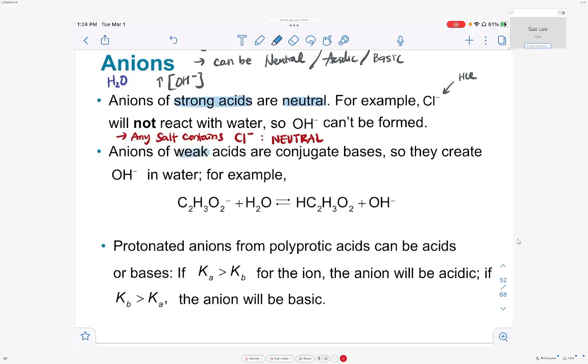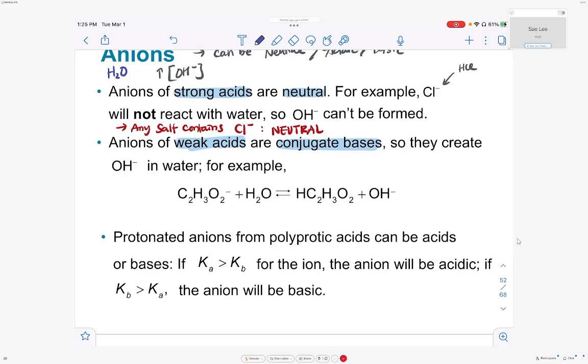containing anions of weak acids. Any anions of weak acids are weak conjugate bases. These anions will react with water to create hydroxide in water. It will increase the concentration of hydroxide. For example, the acetate anion here. Acetate anion is a conjugate base of acetic acid, which is a weak acid. Conjugate base of a weak acid is a weak base.